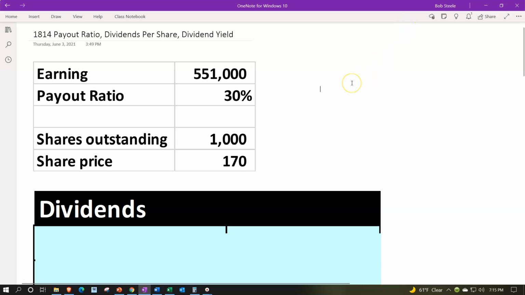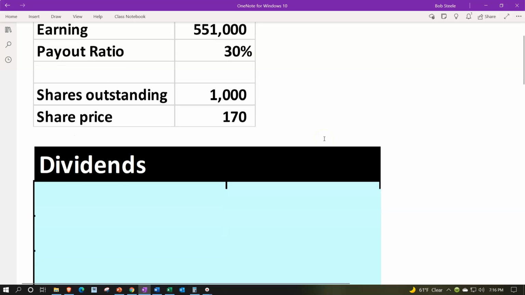So our information, we got the earnings, basically net income, $551,000. We got the payout ratio at 30%. We have the shares outstanding. We're imagining 1,000 shares outstanding and the share price at 170.